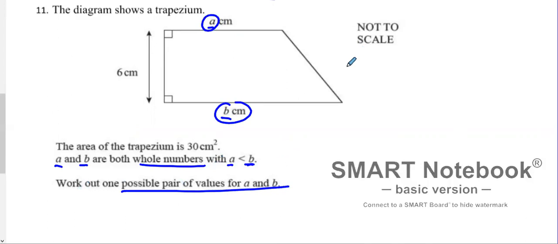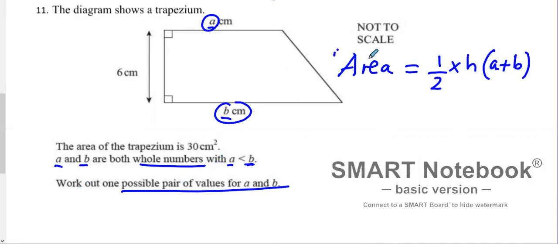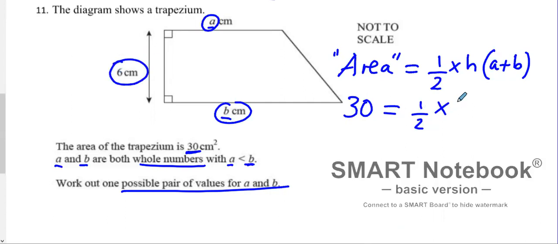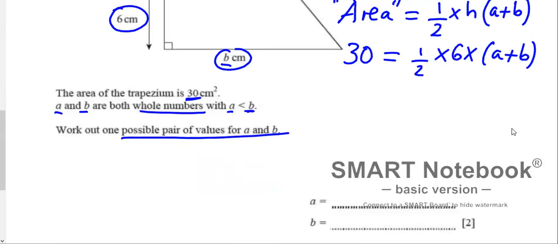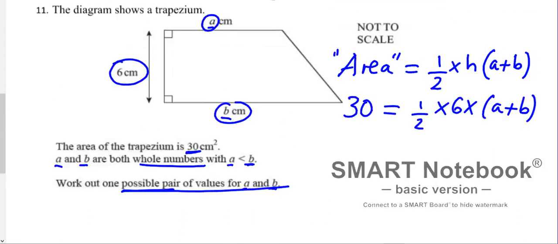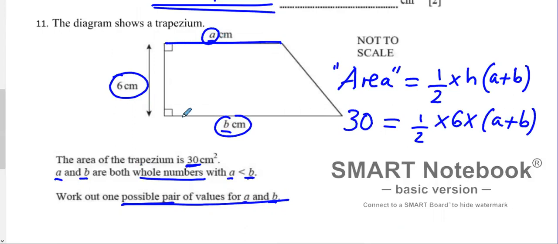All right, so we all know that the area of a trapezium is equal to a half times height, then times the sum of the two parallel sides. In this case, the area given here is 30, equals 1/2, and the height is also known, it is 6, times A and B, which are not given. So we have to figure out the possible pair of A and B. Mind you, the side A should be less than the side B. Obviously, you can see that.